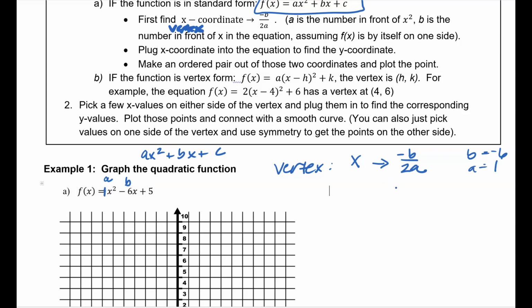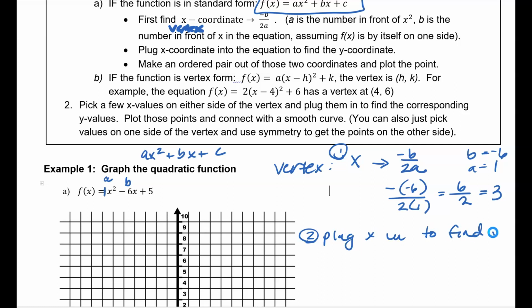So I'm going to plug those in. So I get negative 6 divided by 2 times 1. And so negative 6 is a positive 6 divided by 2. I end up getting 3. So that's step 1. Step 2 is to plug the x in to find y.